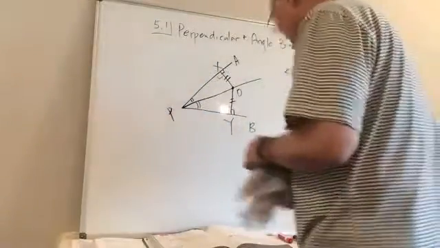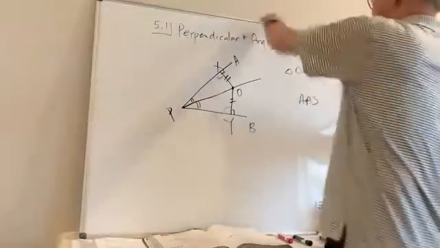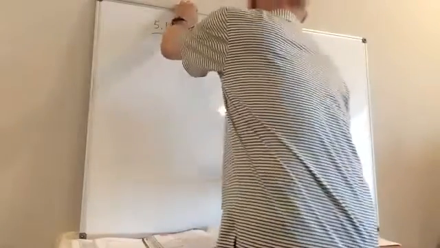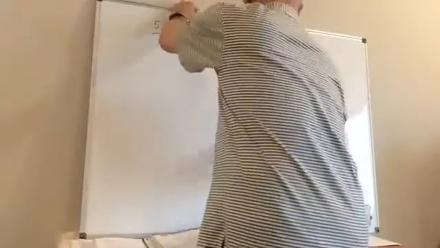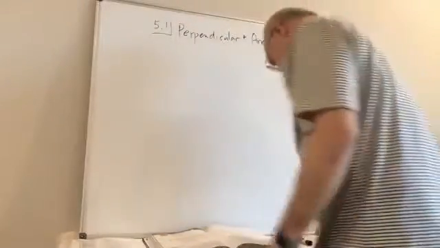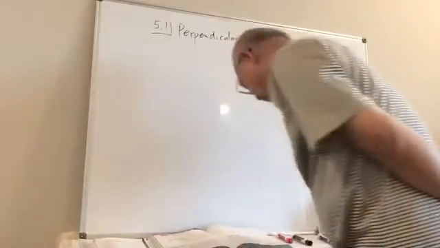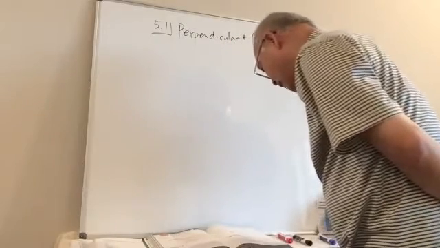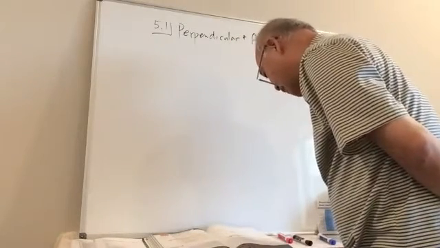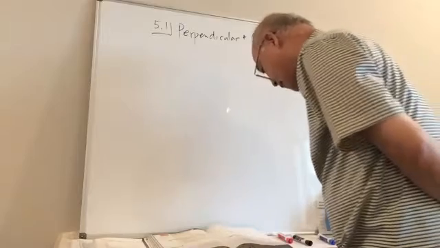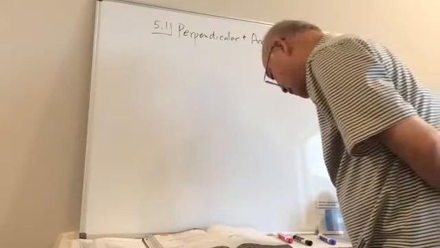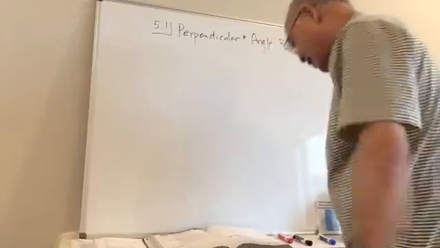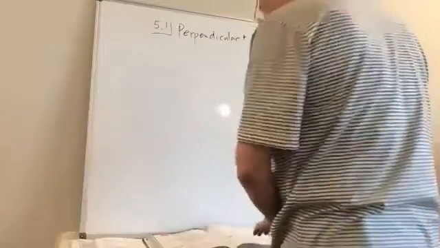So let's go ahead and read the theorem there on the bottom of page 313. There's the angle bisector theorem and its converse. See if it makes sense to you. 5.1-3: If a point is on the bisector of an angle, then it's equidistant from the sides of the angle. If a point is on the interior of an angle and is equidistant from the sides of the angle, then it is on the bisector of the angle. Okay?